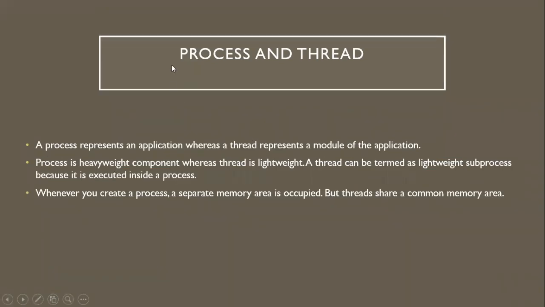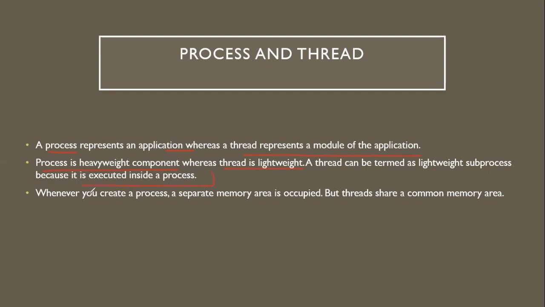Next part is about process and threads. What is a process? It represents an application. Process is nothing but an application by itself, whereas a thread represents a module of the app. If you consider the difference between a process and a thread, a process is a heavyweight component, whereas a thread is lightweight. A thread can be termed a lightweight sub-process because it is executed inside a process.